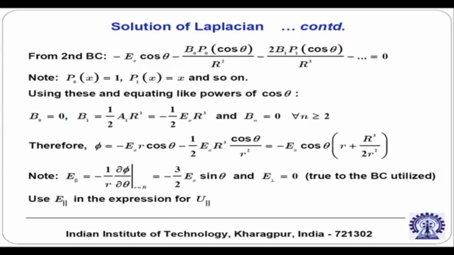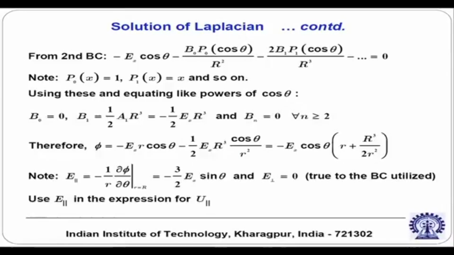So you will get B0 is equal to 0 and B1 is equal to minus half E infinity R cube, and Bn is equal to 0 for n greater than or equal to 2. So this is your final solution. Phi is equal to minus E infinity cos theta into small r plus capital R cube by 2 r square, these two terms together. Okay.